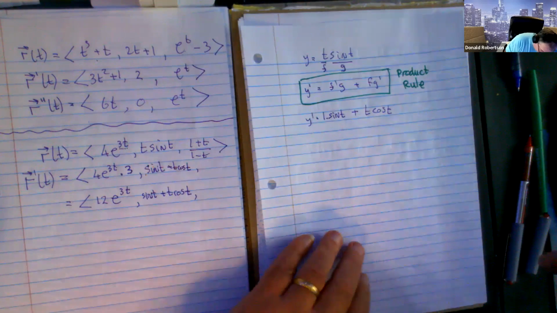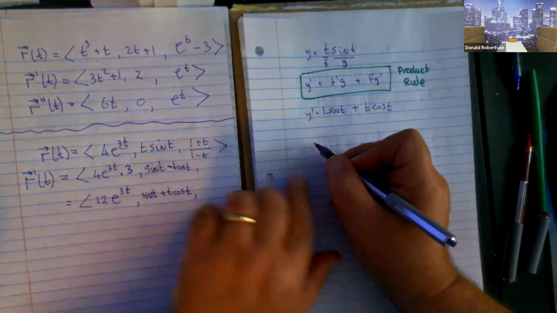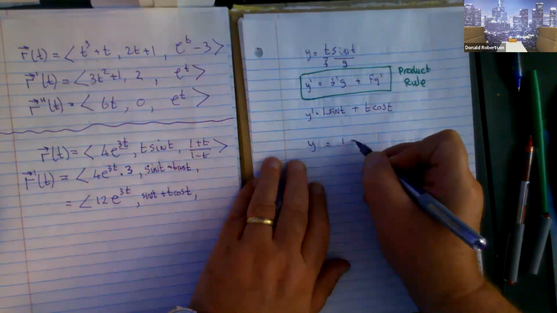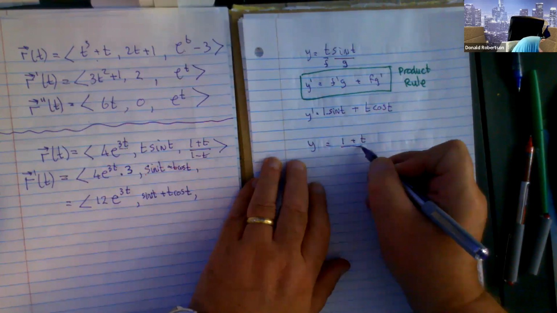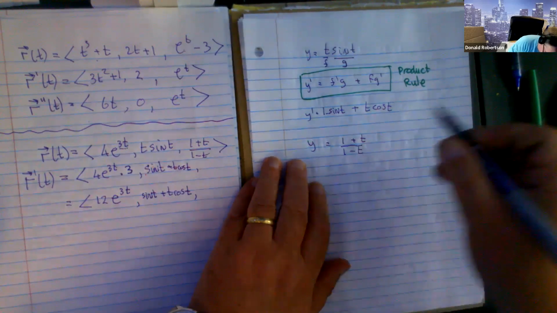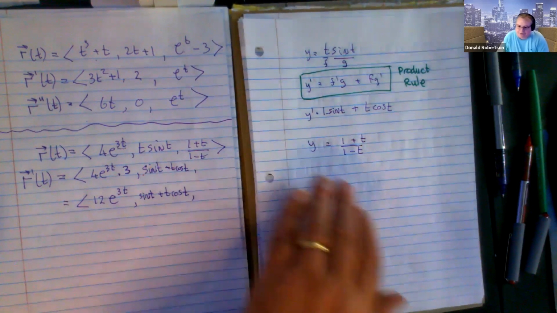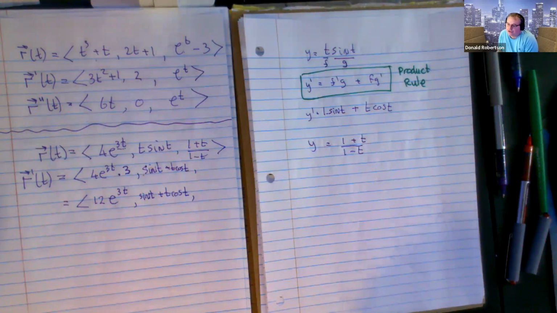Now, the last one in our set is this fraction. And if you have to differentiate a fraction, you're going to have to use a different rule, and it's called the quotient rule. Quotient's just an old name for fraction. So it's a quotient rule.